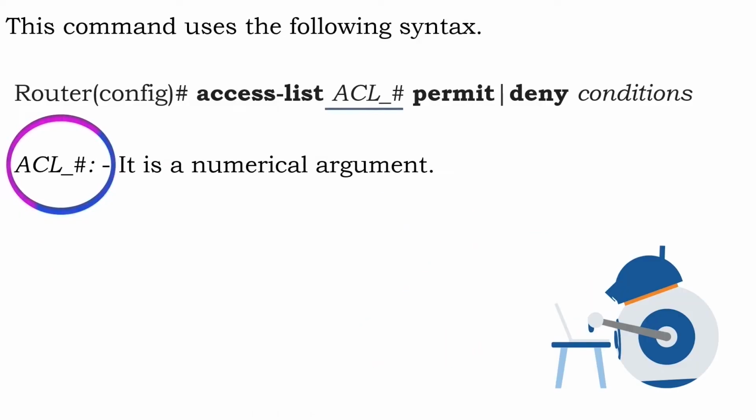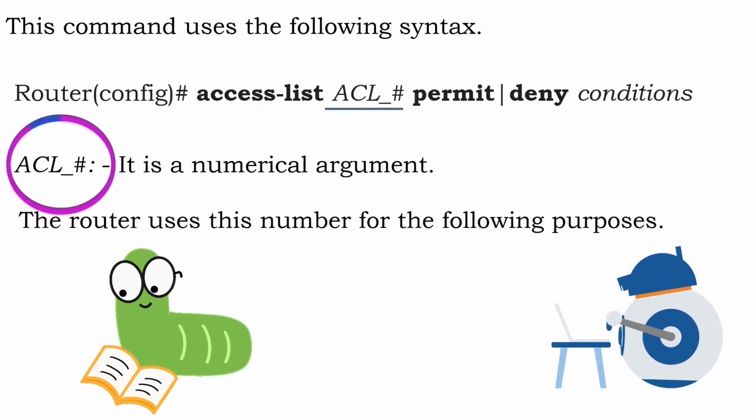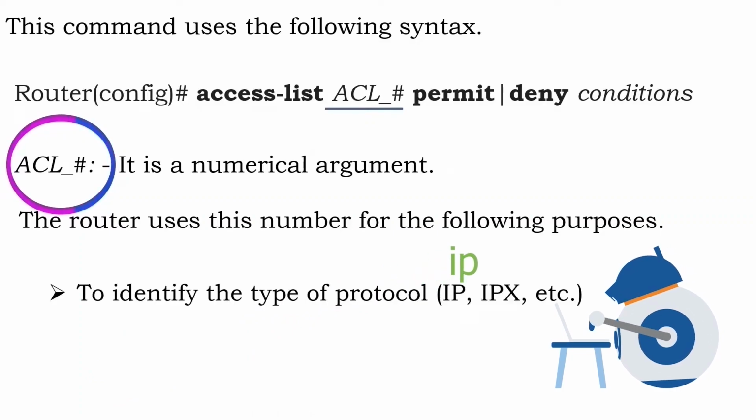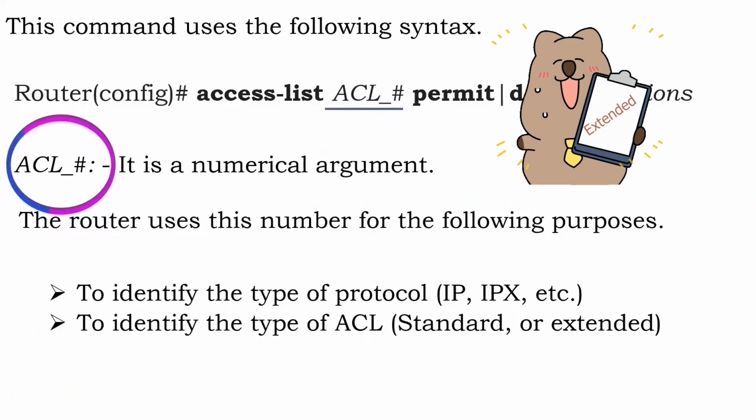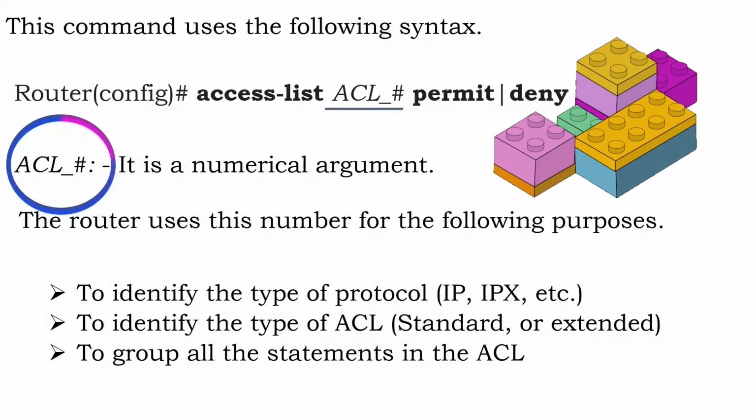Let's discuss this syntax. It is a numerical argument. The router uses this number for the following purposes: to identify the protocol that will use the ACL to filter the traffic, to identify whether it is a standard ACL or an extended ACL, and to group all the statements in the ACL.